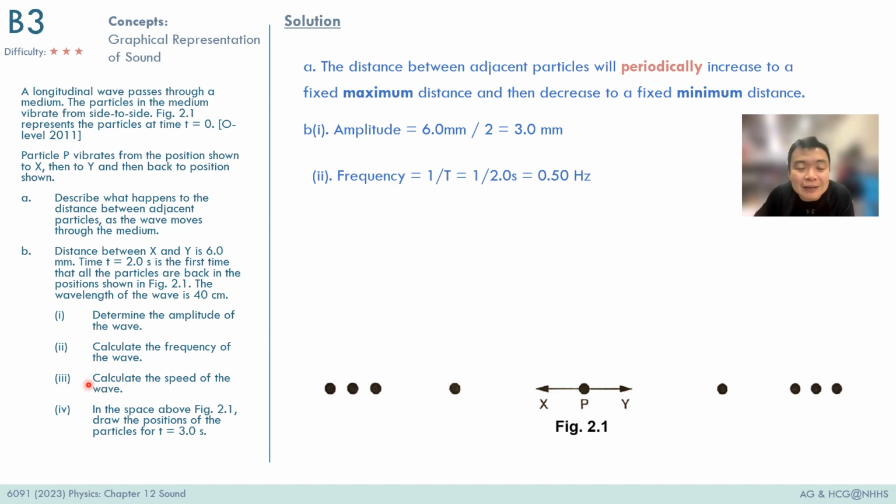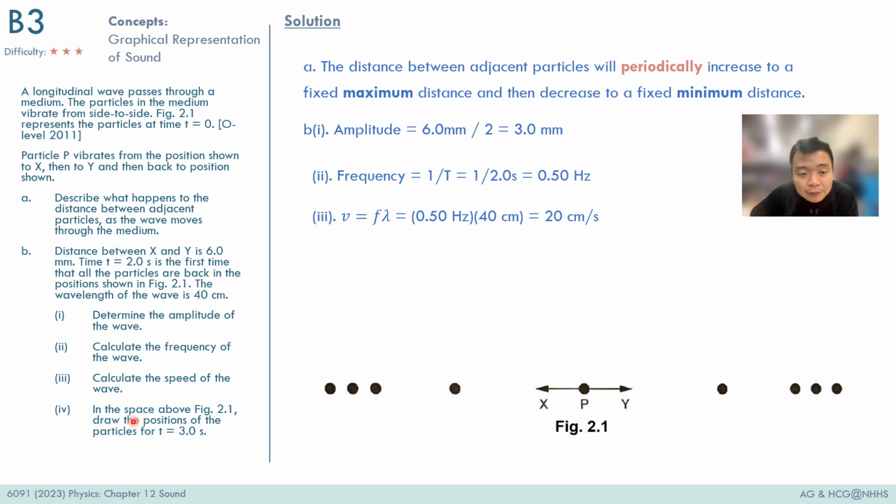Then lastly, for part 3, once you went past part 1 and part 2, part C is easy. Wave equation, note the units, 20 cm per second. And lastly, part 4 is tricky.